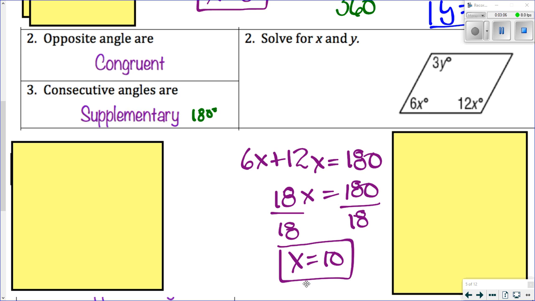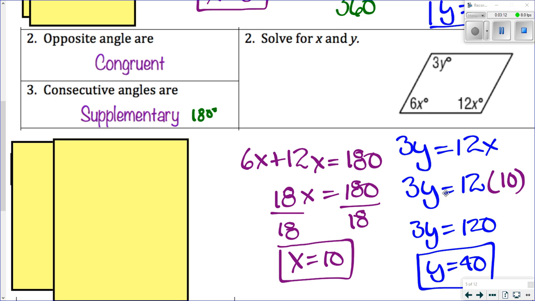Now we can plug in that 10 to either 6x or 12x and then set it equal to 3y. So I set it equal to 12x. I already found x, plug it in, then I get 120. Now I can solve for y and end up with 40.